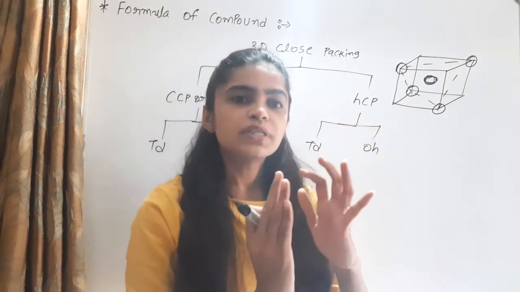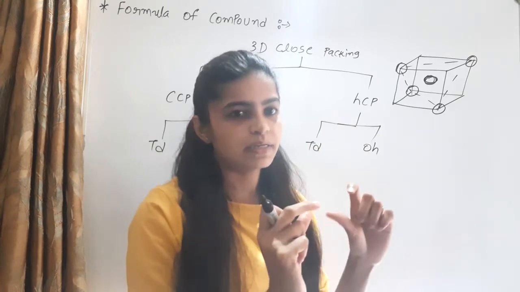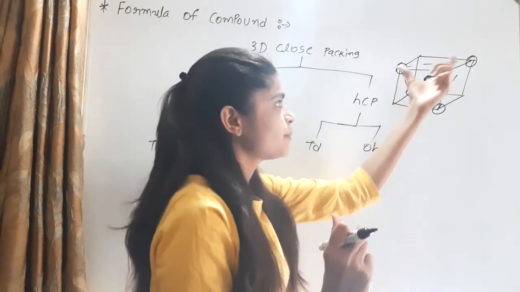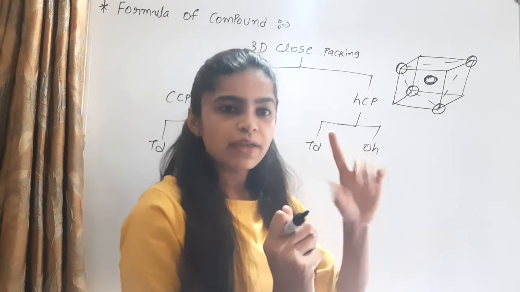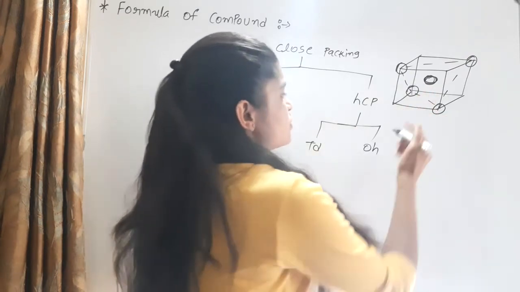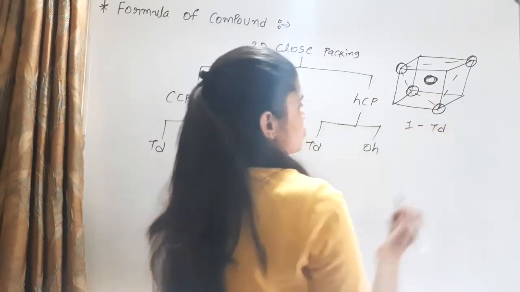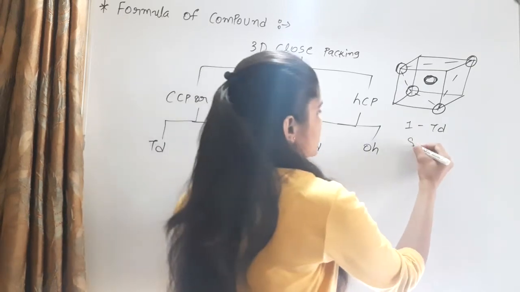In the total unit cell, 8 such units are present. These same types of 8 units are present. One unit gives one tetrahedral void, so 8 units give 8 tetrahedral voids.